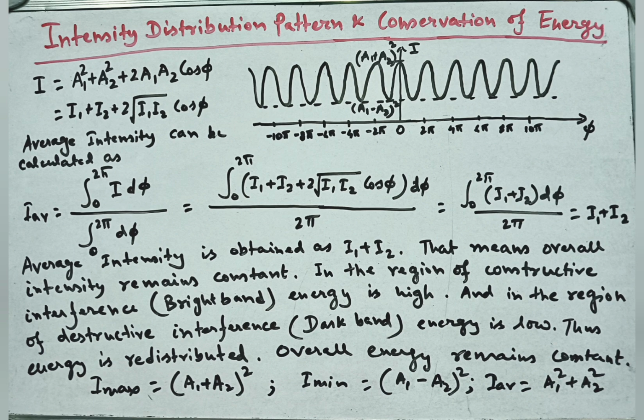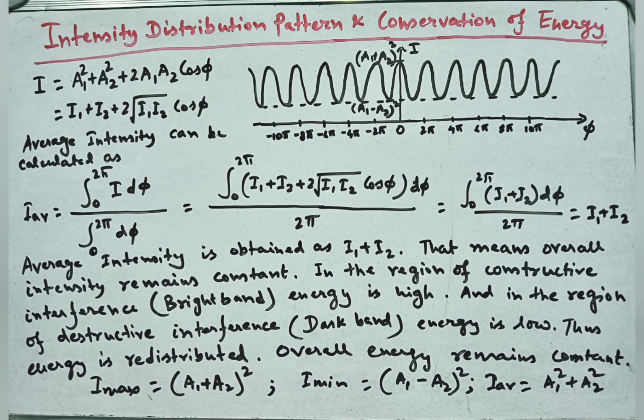Okay, so now the average intensity we can find out like this. So I average is the integral from 0 to 2 pi of I d phi divided by the integral from 0 to 2 pi of d phi. So basically we are considering one full cycle from 0 to 2 pi. In a wave, you know, the full cycle is from 0 to 2 pi. This is basically from 0 to lambda, the wavelength.